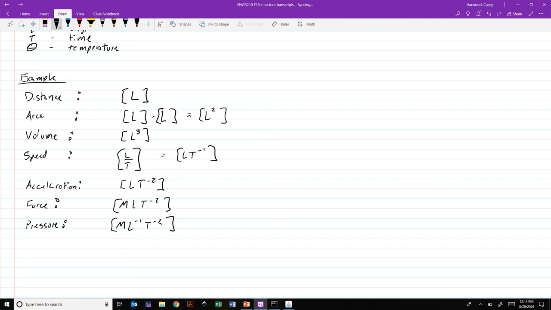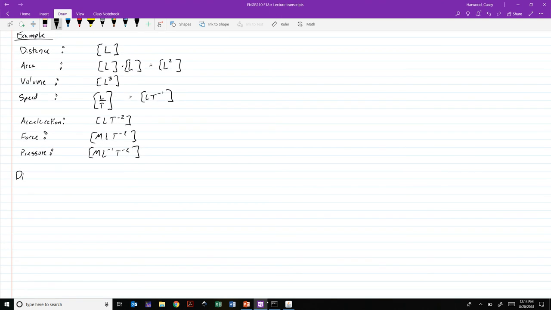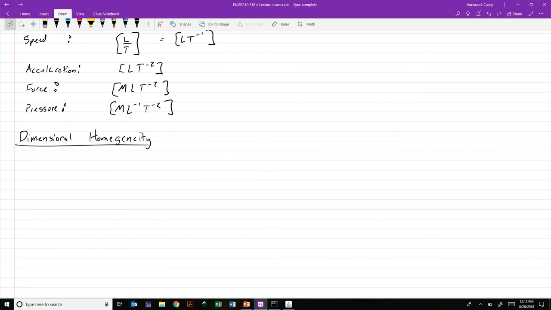So this brings us to this really important thing we call dimensional homogeneity, which essentially says, we're coming up here in the end of class. Dimensional homogeneity says that anytime you have A plus B, A and B have to have the same dimensions if you write them out like this.